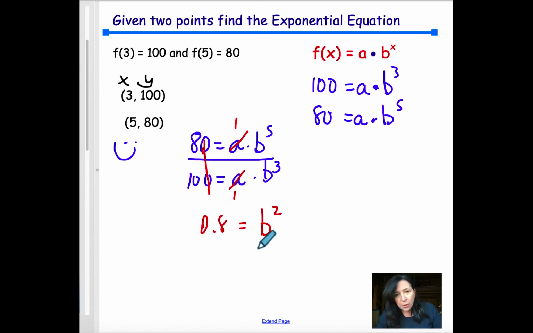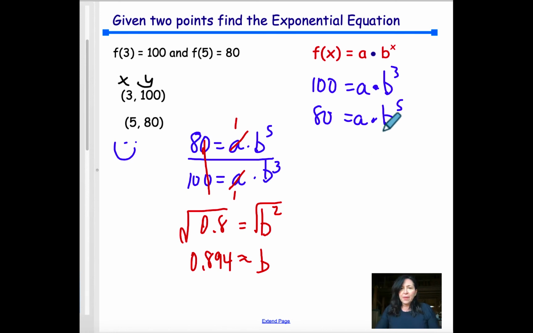And now I'm going to take the square root of both sides, and the answer is equal to 0.8944. So b is approximately 0.8944. Okay, so that's my b value. And now to find the a value, I have to plug it back into one of the equations. So I'm just going to take the top equation. I'm going to say 100 is equal to a times b, which is 0.894.